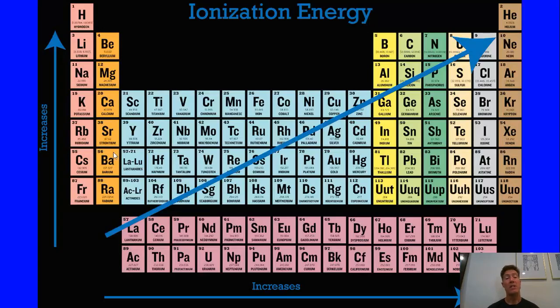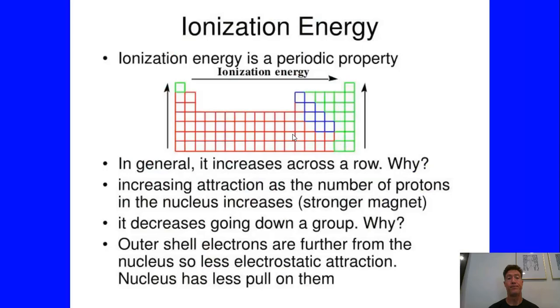So if we looked at ionization energy, okay, it increases as we go up because they're smaller, and it increases as we get closer to the smallest atoms. So this chart is basically the inverse of size.